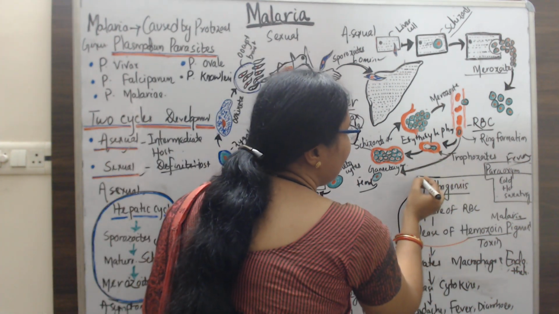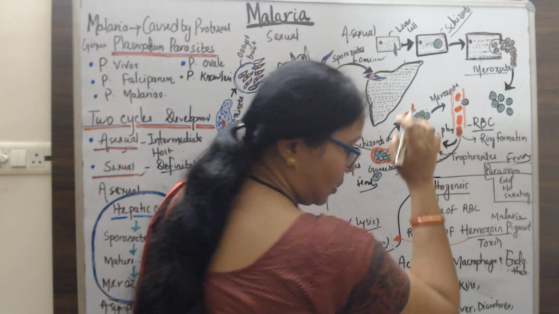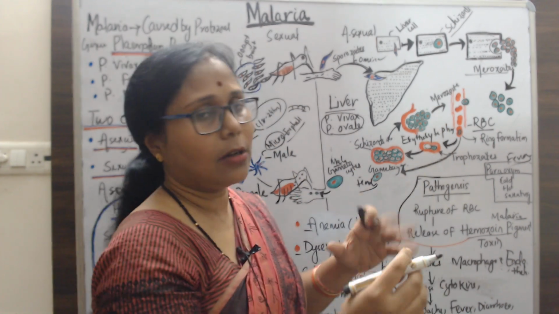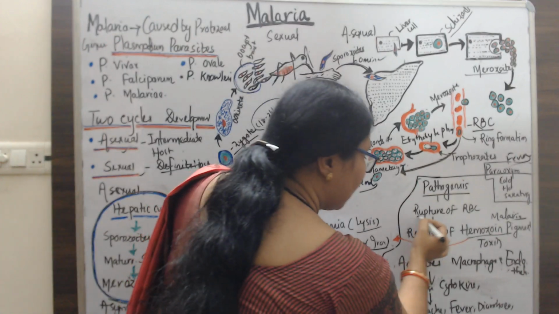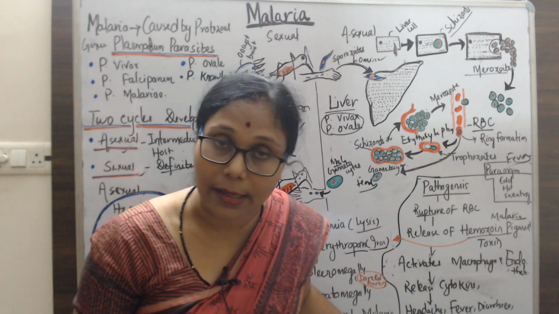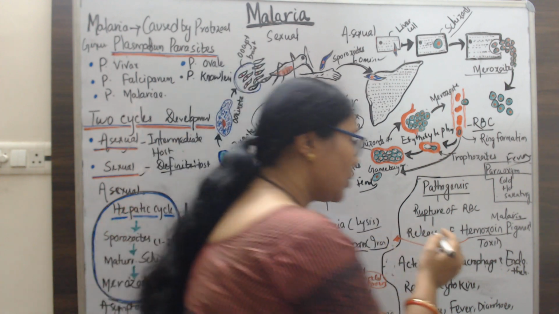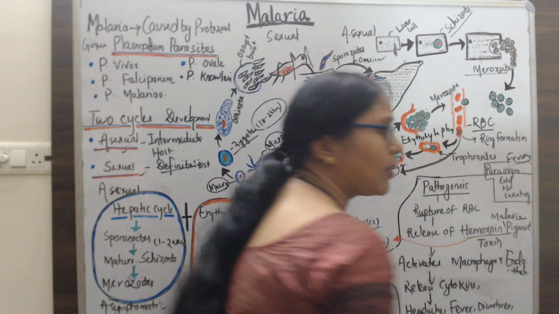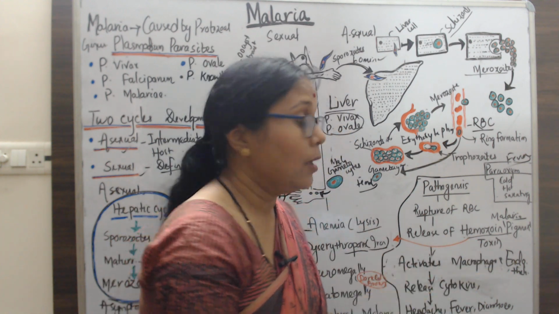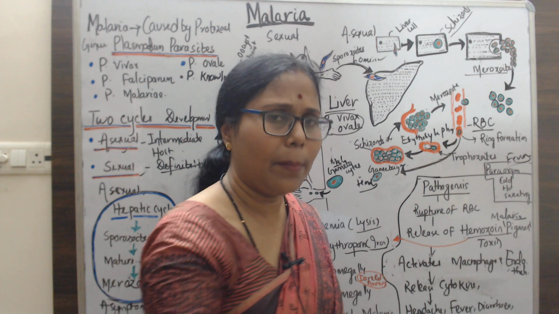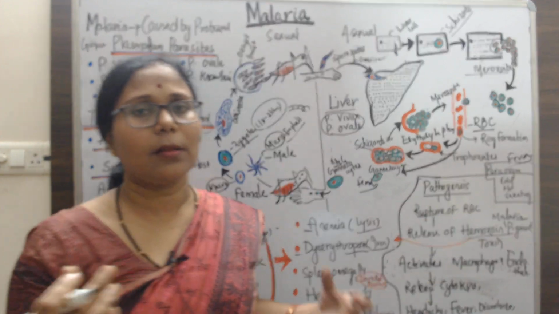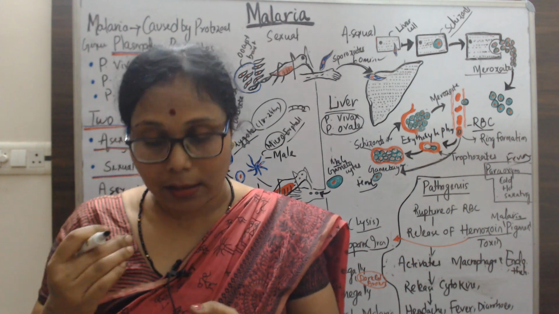When the RBCs rupture or lyse, here we see the RBCs are rupturing or bursting, and there is a release of hemozoin pigment. Hemozoin pigment is also called malaria pigment. This hemozoin is a toxin, poisonous to the blood. So when these toxins move in the blood, they activate the macrophages. The macrophages present in our blood are our defense.